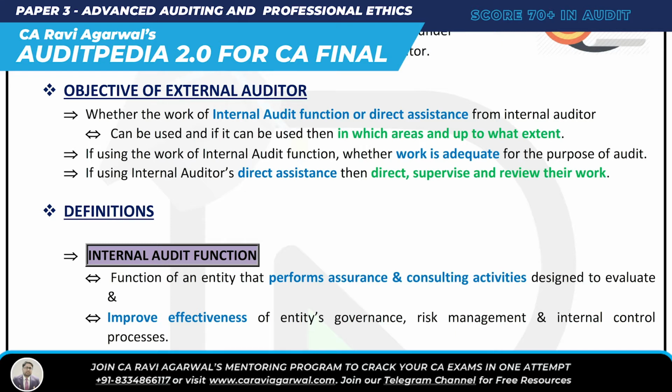Third, if you are using internal auditor direct assistance, then you direct them, supervise and review their work. Simple. Three objectives. One, whether the work of the internal audit function or direct assistance from internal audit can be used, and if it can be used, in what area and up to what extent. Two, whether the work is adequate for the purpose of audit. Three, if you are using direct assistance, then you have to direct them, supervise them, and review their work. Who am I? External auditor. What am I going to do? I am going to direct, supervise and review.